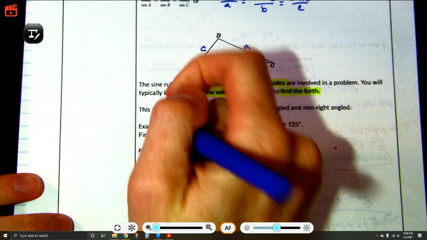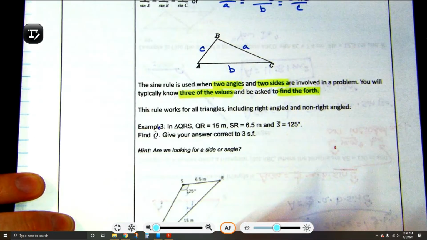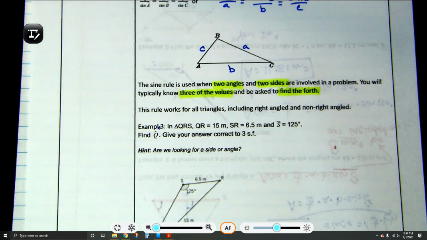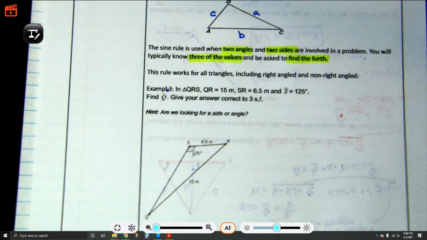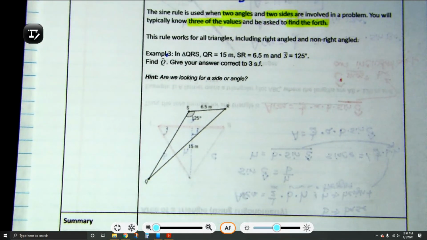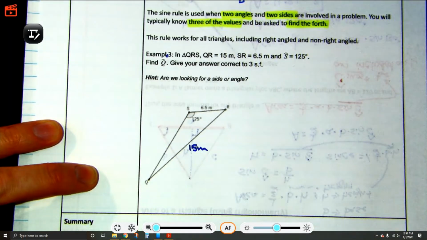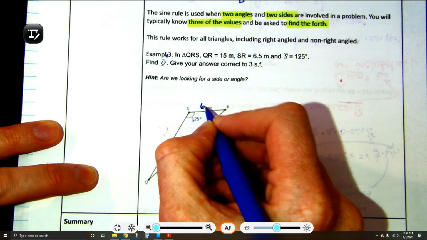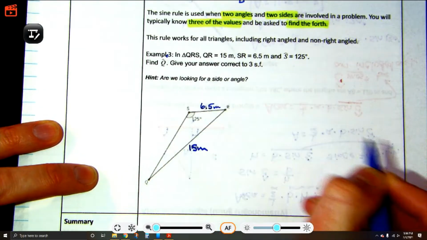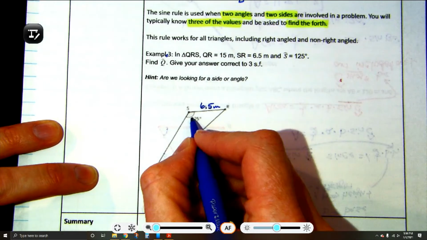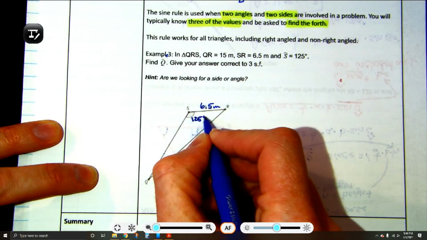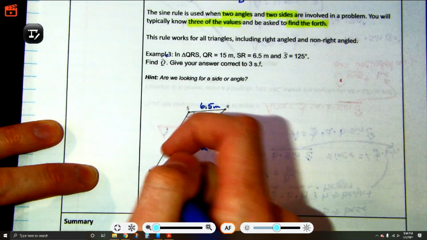So example 3 says down below, we have a triangle QRS. QR is 15 meters, and this is kind of blurry, I just realized, so I'm just going to write over it, 15 meters. SR is 6.5 meters. And angle S is 125. There you go. Find the measurement of angle Q. Give your answer correct to 3 significant figures.